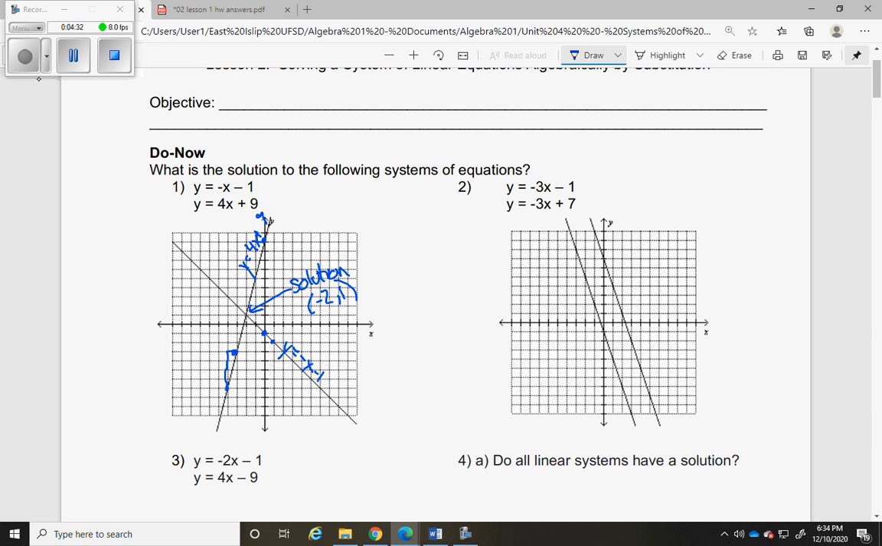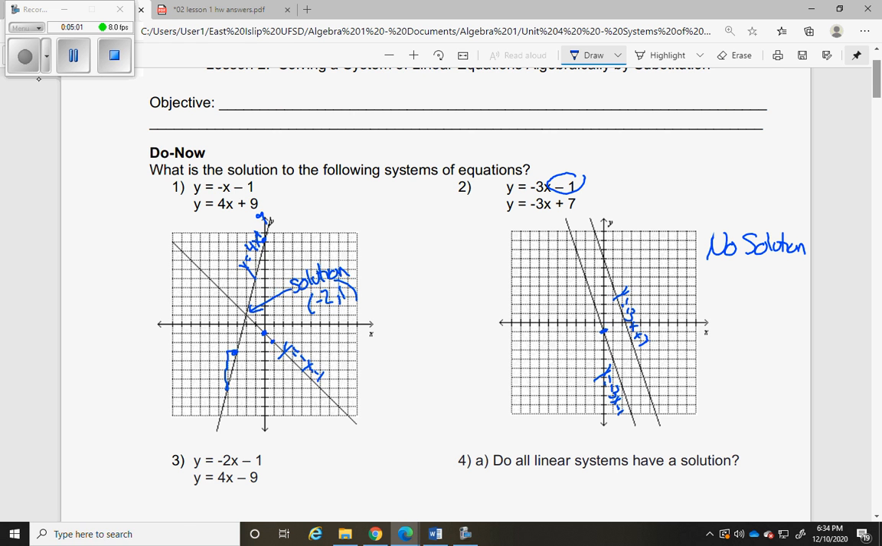On number 2, by looking at it, I could quickly see that there is no solution. I would like to label these lines. They both have a slope of -3, so the main thing to focus on is the y-intercept. Here's a y-intercept of -1, therefore this is y = -3x - 1, while this is y = -3x + 7.